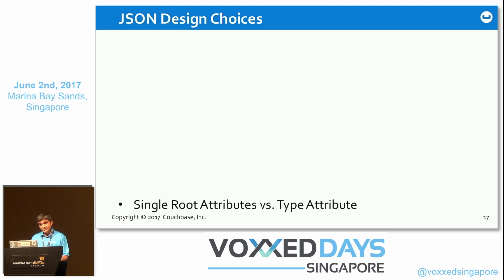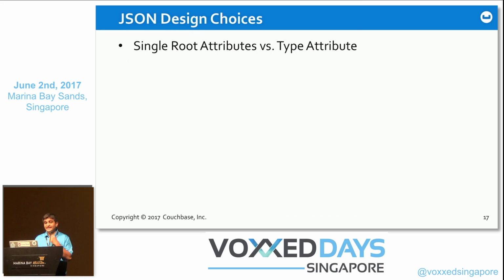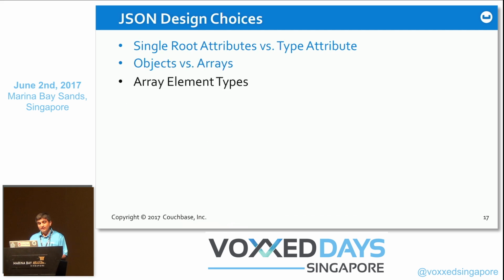Okay, so the first choice that we have is single root versus type attribute. I'll talk in detail about this. We have choices of objects versus arrays. We have choices of choosing array element types.